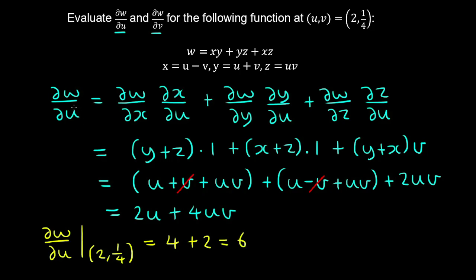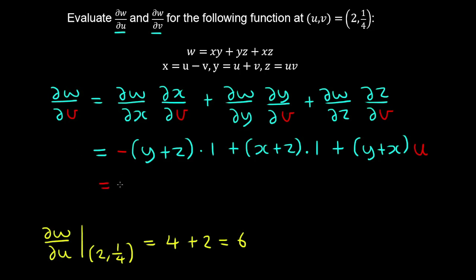And in a similar way, you can evaluate the partial of w with respect to v. So we just replace the u. So the partials of w with x, y, and z remain the same. And the partial of x with respect to v is minus 1. And the partial of y with respect to v is also 1. And the partial of z with respect to v gives u.